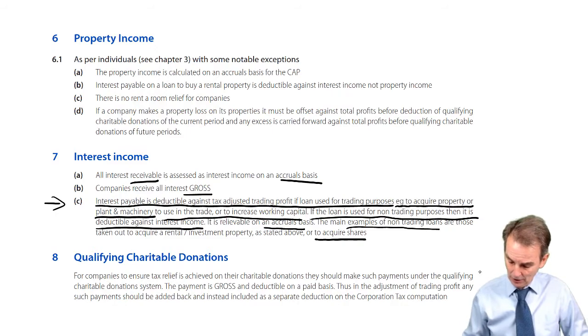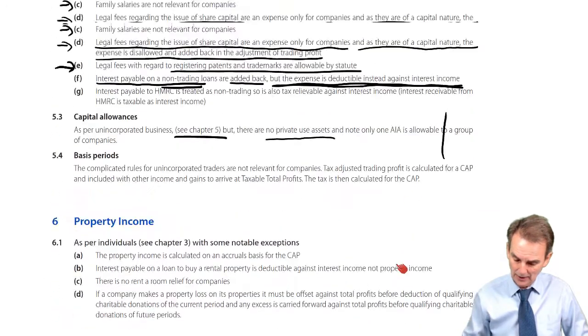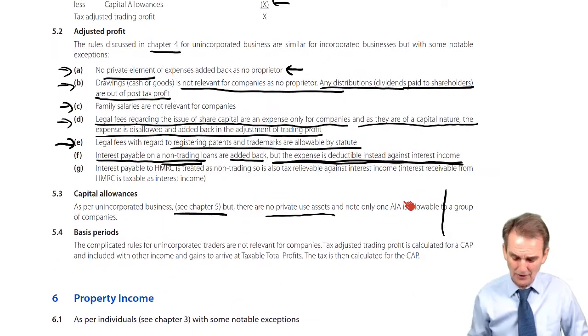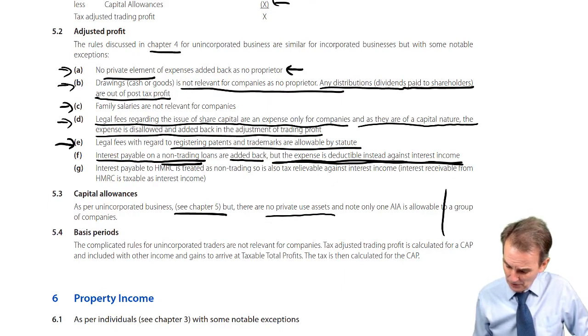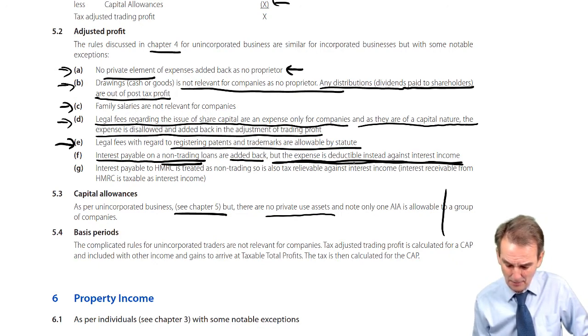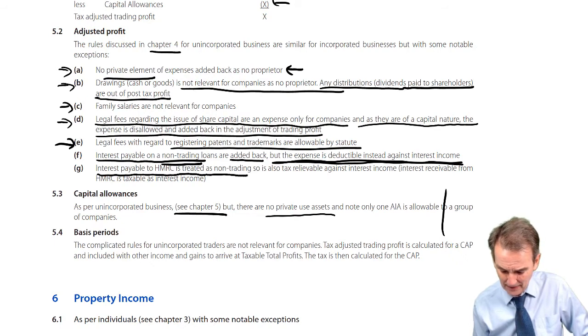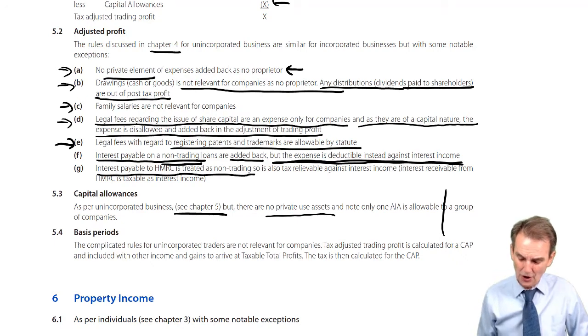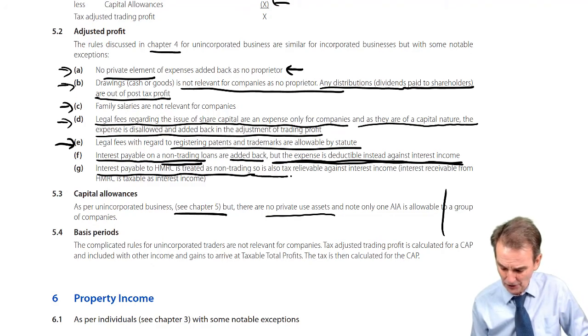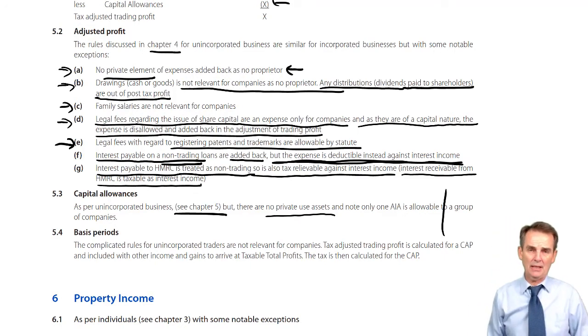Just go back then to how we got into that, back to our note here on the adjusted trading profit. We've also got, we said about the interest income there and the interest payable. Interest payable to HMRC is treated as non-trading, so is also tax relievable against interest income. Remember, interest receivable from HMRC is taxable as interest income.